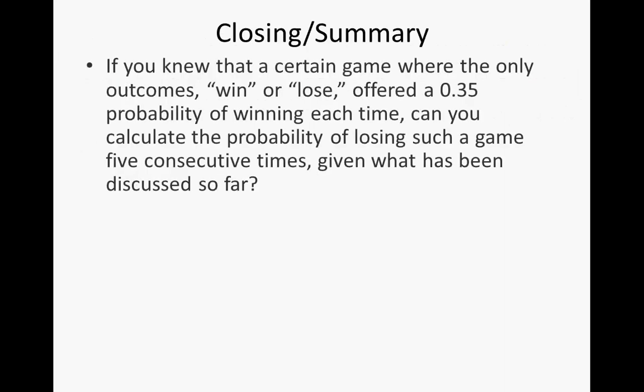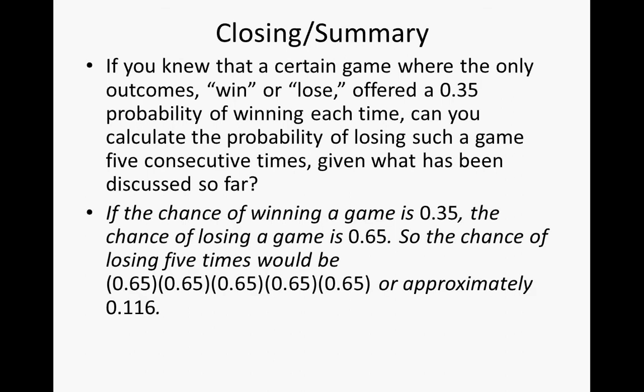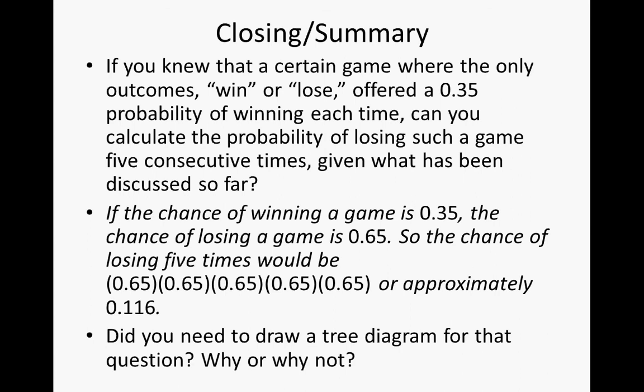Alright, let's wrap this up. If you knew that a certain game where only the outcomes win or lose offered a 35 hundredths chance probability of winning each time, can you calculate the probability of losing such a game 5 consecutive times, given what has been discussed so far? Well, if the chance of winning is 35 hundredths, then the chance of losing a game is 65 hundredths. So the chance of losing 5 games, or 5 times, would be 65 hundredths times 65 hundredths 5 times, or approximately 116 thousandths.